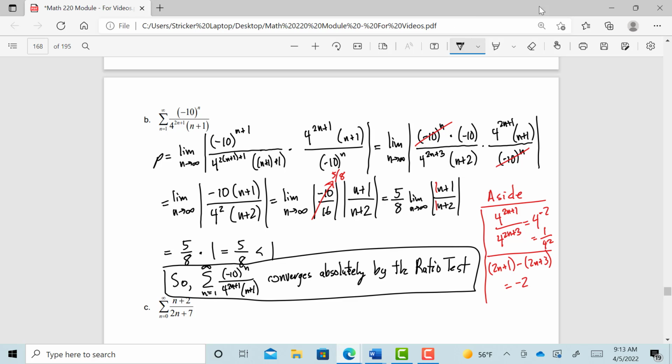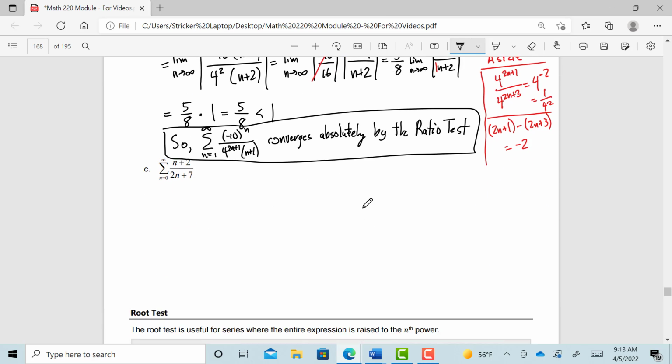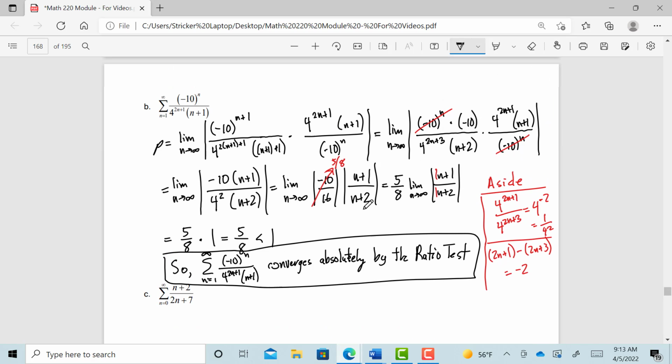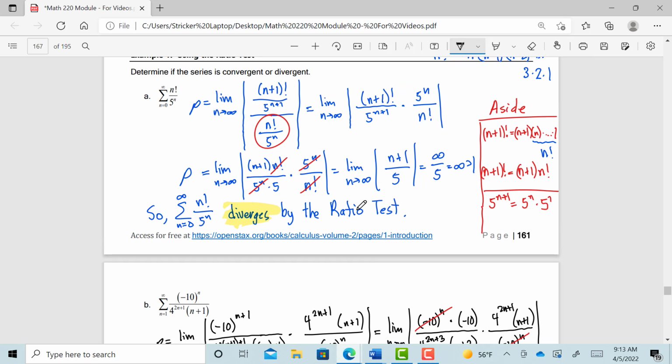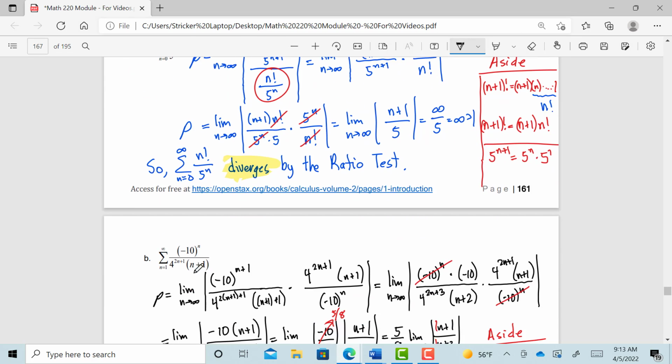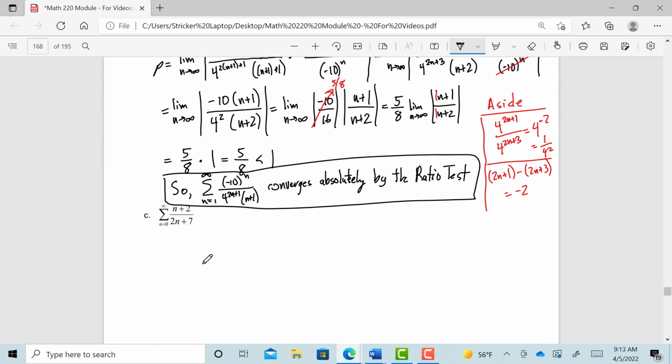So that's part B. We've now seen one that converges, one that diverges. Let's look at one more here, example C. And this one doesn't. So the first one had a factorial in it and a constant to the nth power. The next one had a constant to the nth power, a couple of them actually, right? 4 to the 2n plus 1 and negative 10 to the n. This one doesn't really have a constant raised to the nth power.